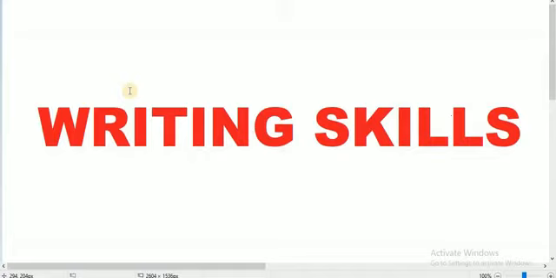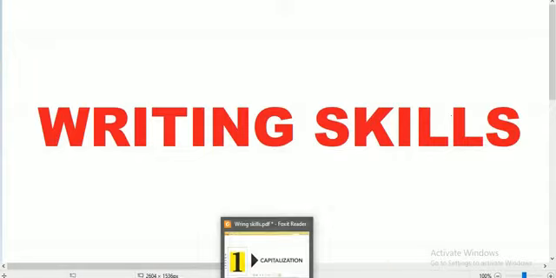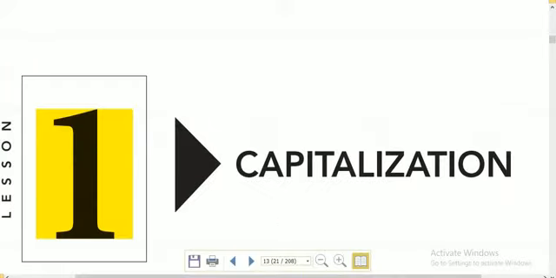Here, the lesson 1 of the writing skills. Let us get started. Okay. The first lesson that we are going to study tonight is capitalization. What is capitalization, and what are the rules of capitalization?